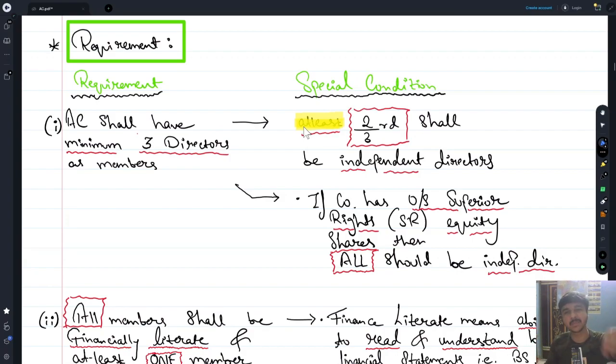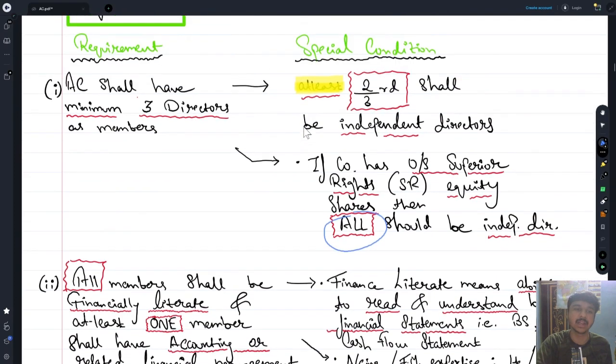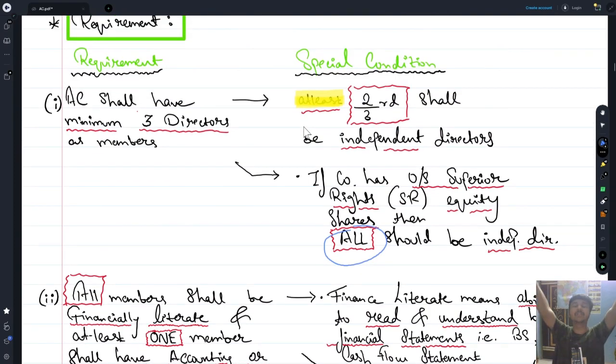Now for the instance, the very important, very special and very useless point in this chapter, if the company has some special right, that is superior right equity shares outstanding. Obviously, what is superior right equity shares, you have studied in your CA inter. So if you have certain superior right equity shares outstanding, then all the audit committee should be independent directors. So the entire audit committee should consist of only independent directors. Everybody clear of this?